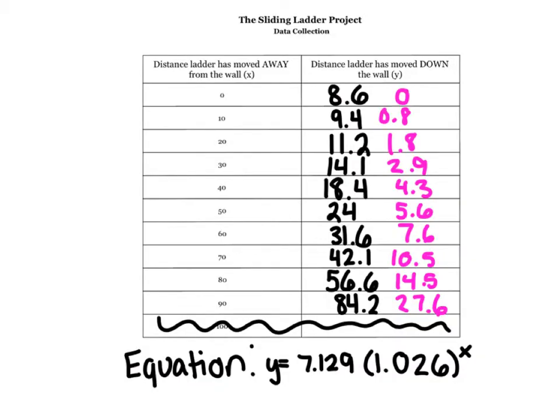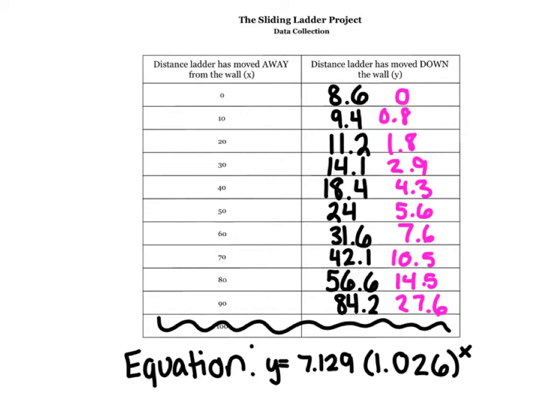This is our data chart. Below the data chart is the equation we were given to make our graph on Desmos. The data on the left in black, which is right here, was our original data. However, that data is wrong because those were just the measurements of where the ladder was on the wall meter stick.